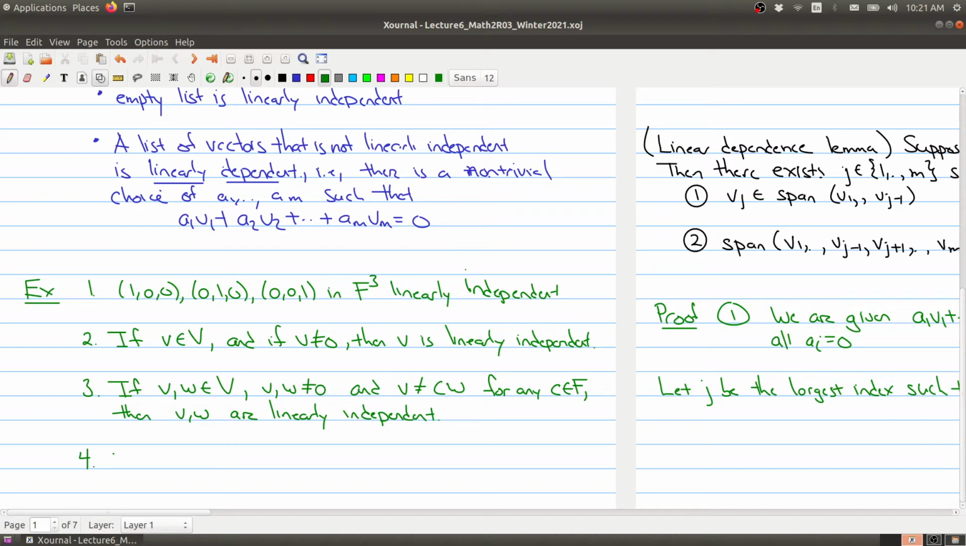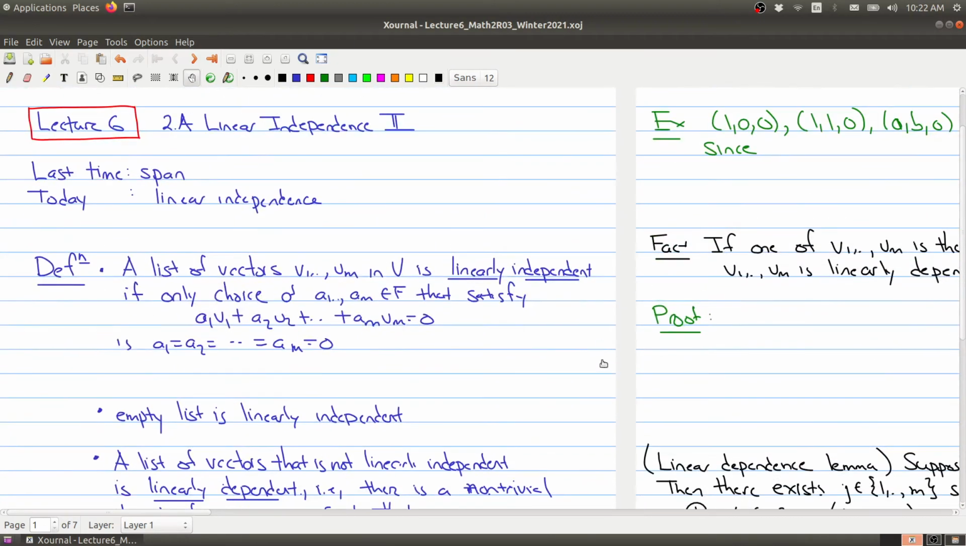And finally, in the vector space we introduced in the last lecture, which is all the polynomials of degree m or less, 1, z, z squared up to z^m is linearly independent. Again, this is something that you may remember from Math 1B03. So here are some examples of linear independence. What about an example of linear dependence?